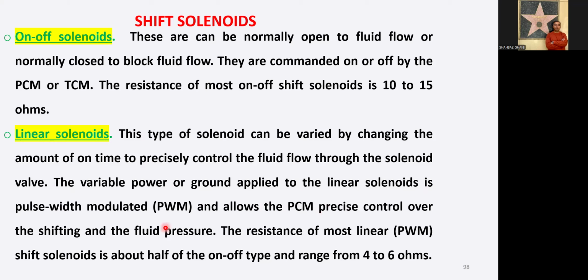So basically, with the help of pulse width modulation and the powertrain control module, we apply a specific pressure at a specific time in these linear solenoids. The resistance of a linear power pulse width modulated shift solenoid is about half of the on-off type and ranges from 4 to 6 ohms. So we require less resistance to operate this linear solenoid valve as compared to the on-off solenoid valve.